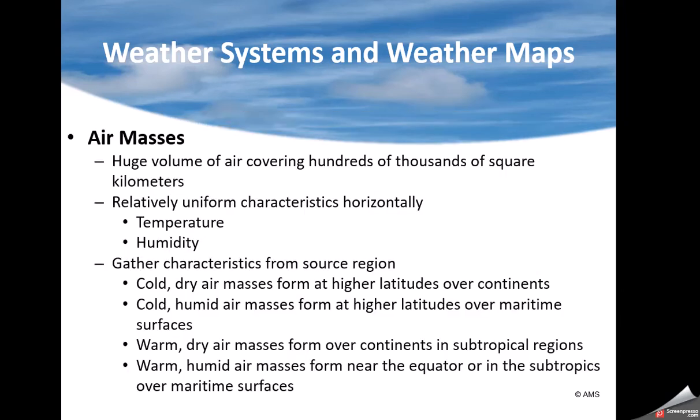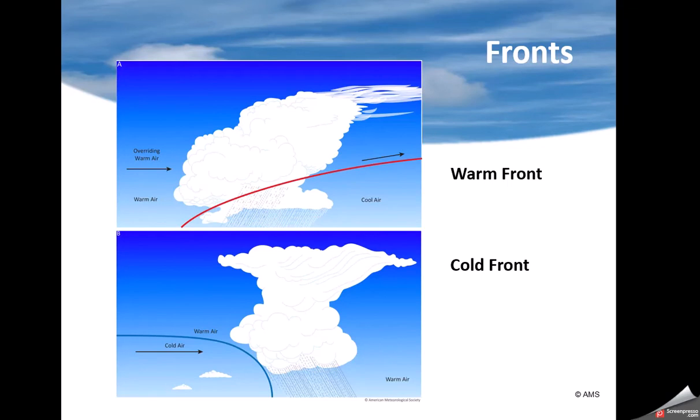Air masses are just large areas of the same type of air. In other words, they have similar characteristics, similar humidity, similar temperatures, and they form over large continents or large bodies of water. Warm fronts tend to bring warmer air in. They're shallower, and we'll get into the reason why later. Cold fronts are steeper, and you can see cold fronts tend to have more thunderstorms with them. Warm fronts can bring thunderstorms, but they also tend to have longer periods of rain.